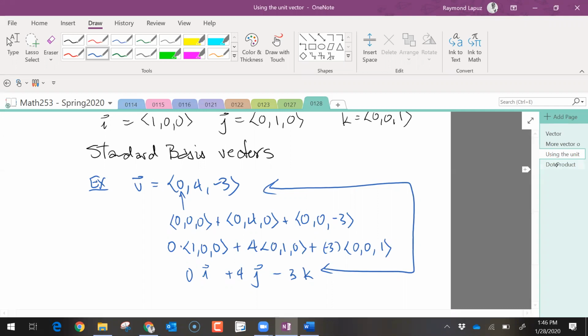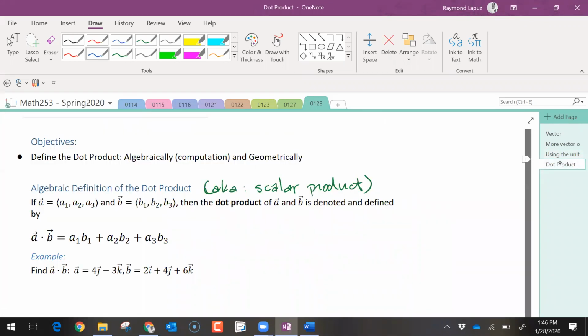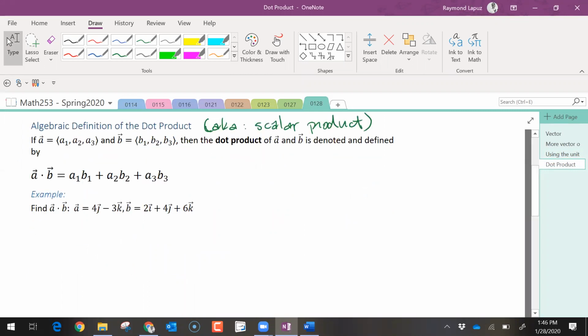All right, now that we've gone over that idea, let's do the dot product real quick. In this example, you have A and B. And so you can stick with the i, j, k notation, or you can rewrite it as 0, 4, negative 3 for A, and then B is equal to 2, 4, 6.